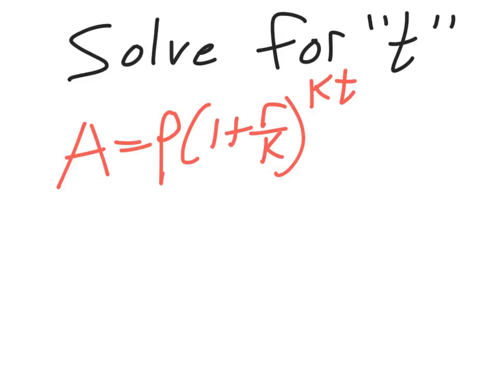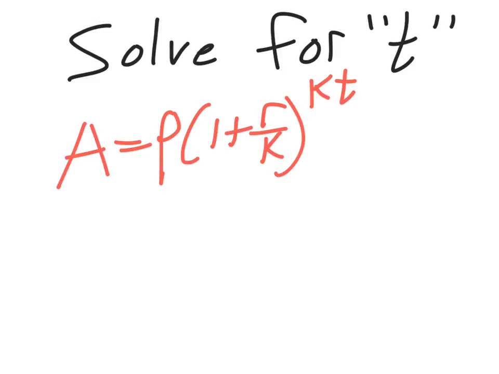So if you're doing compound interest, this is the general structure for compound interest. Sometimes this is n, but sometimes it's k, so just know those are interchangeable. If you're trying to solve for the variable t, it's in the exponent position, so we're going to need a logarithm to help us with that.